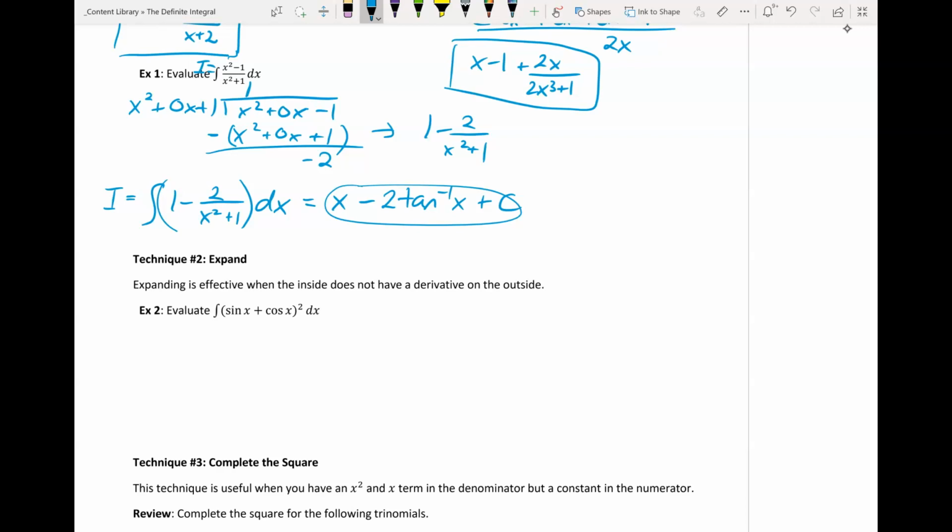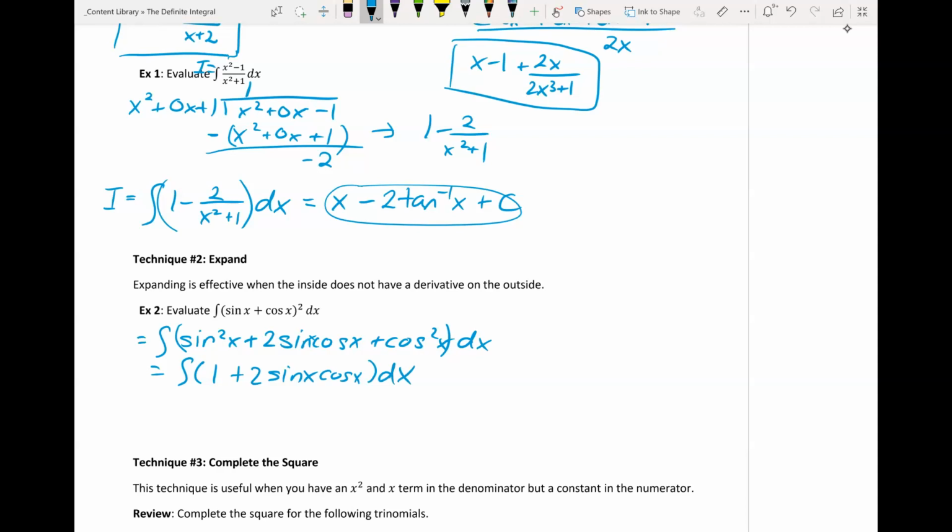So I'm going to go ahead and expand sine x plus cos x all squared. Then I'm going to get sine squared x plus 2 sine x cos x plus cos squared x dx. Okay, and then now I'm going to change this because I know that sine squared x plus cos squared x is 1 according to the trig identity. So this is now just 1 plus 2 sine x cos x dx.